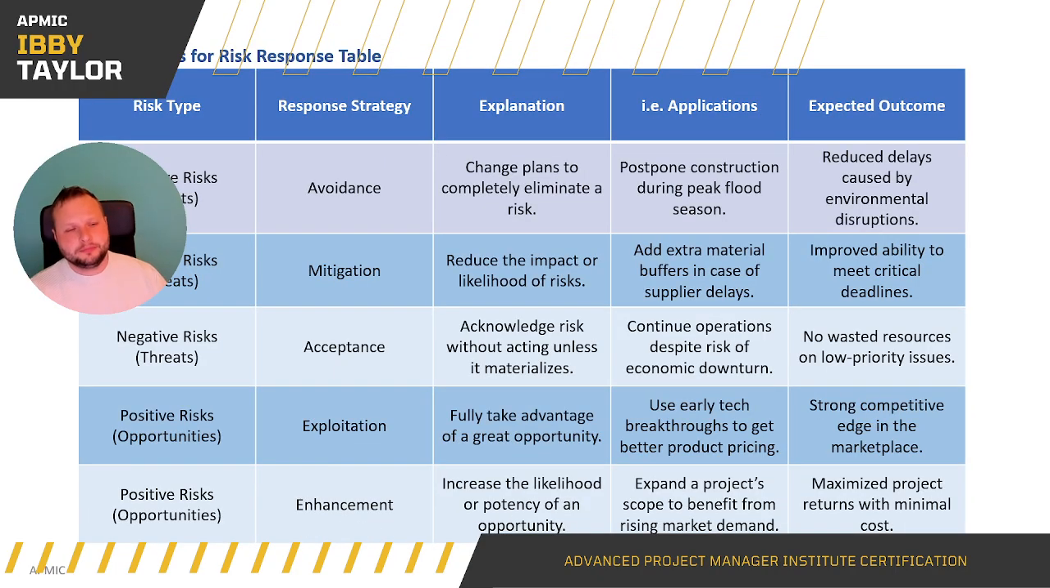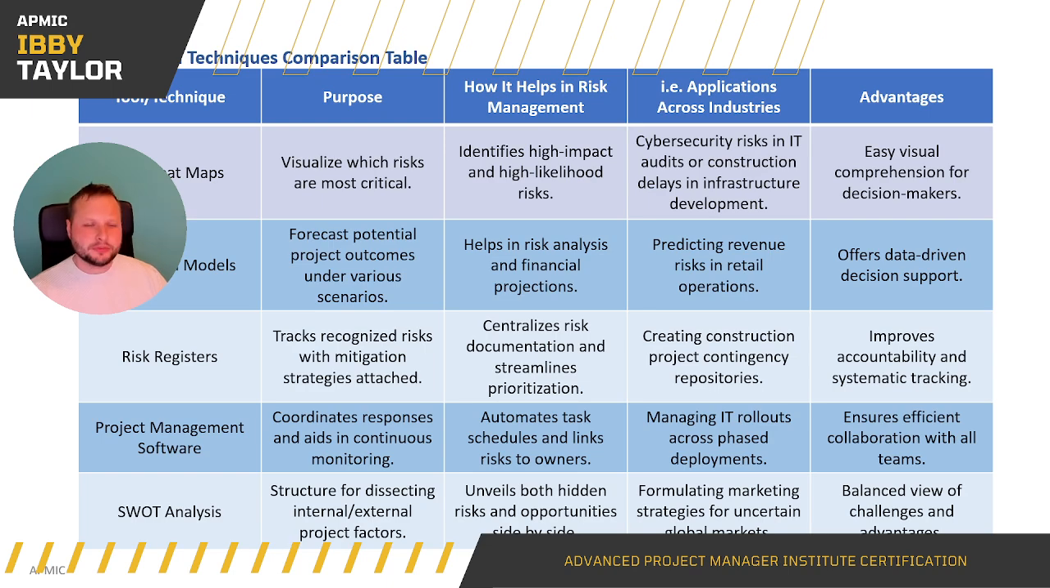So strategies. You've got some strategies there for both negative and positive risks that we spoke about. Have a look through those and make sure they make sense. Tools and techniques. So you've got risk heat maps to visualize which risks are most critical, most important. Simulation models. Potentially you can forecast the outcomes for the project if certain risks do materialize. Risk registers, like I mentioned, that's where you track the risks, who owns it, what the plan is, what score it is. Everything about that risk will be contained within that risk register.